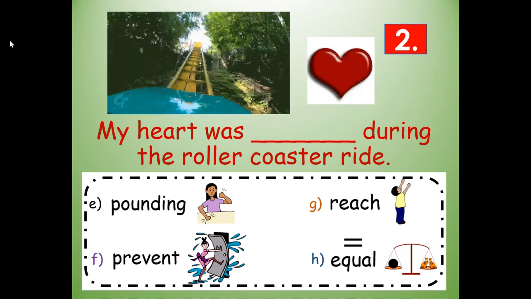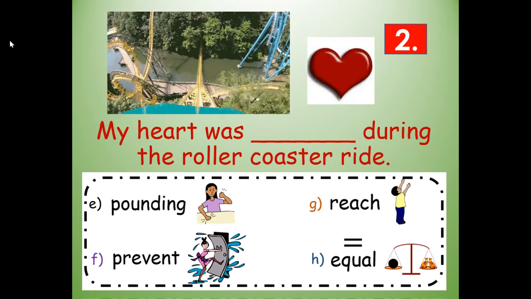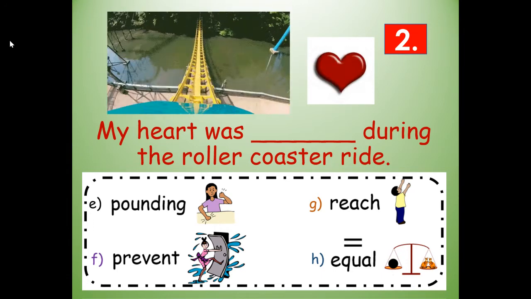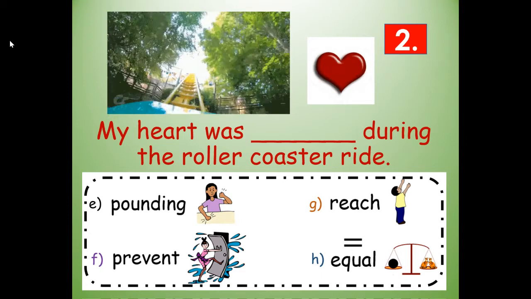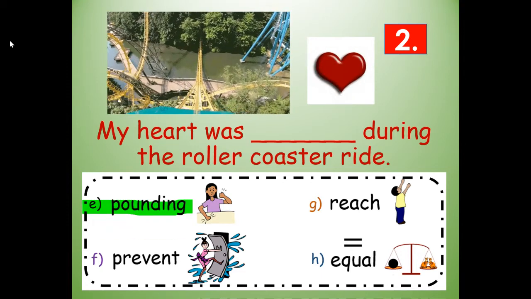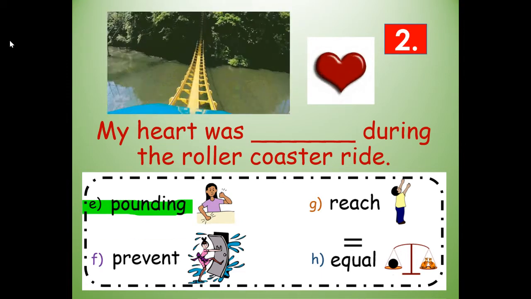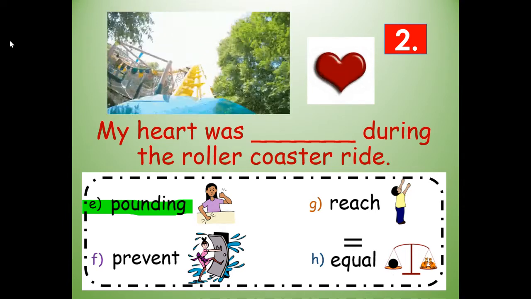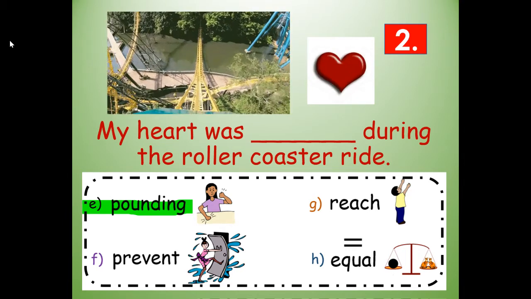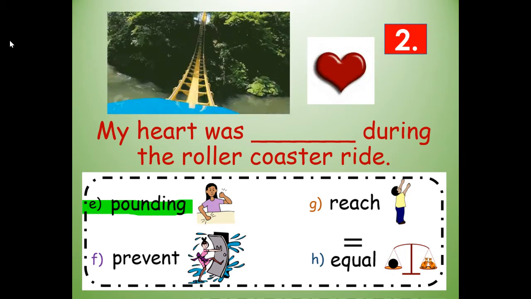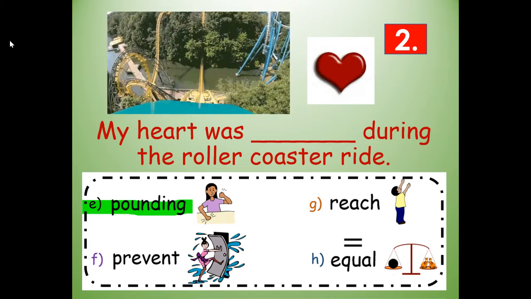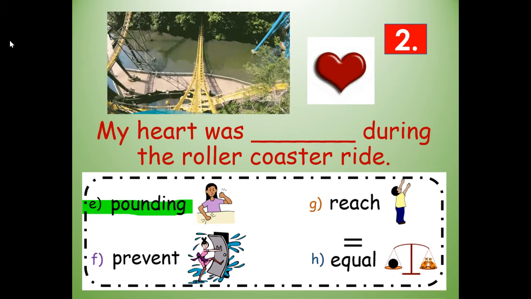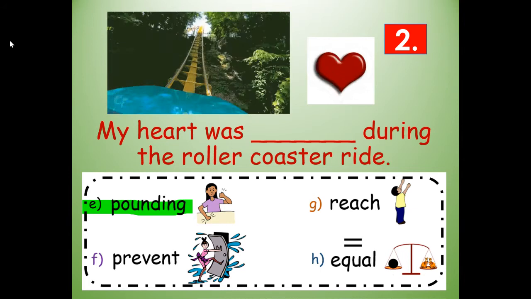What makes the most sense given our picture clues and where the word is in the sentence? My heart was pounding during the roller coaster ride. P-O-U-N-D-I-N-G, pounding. My heart was pounding during the roller coaster ride.